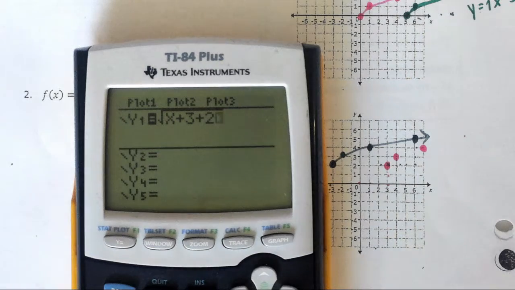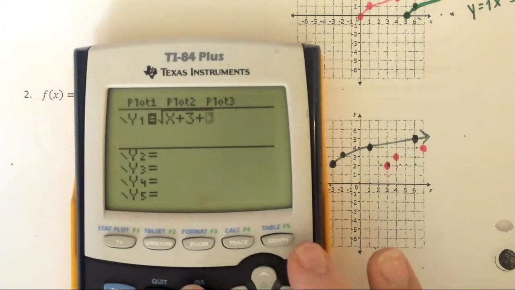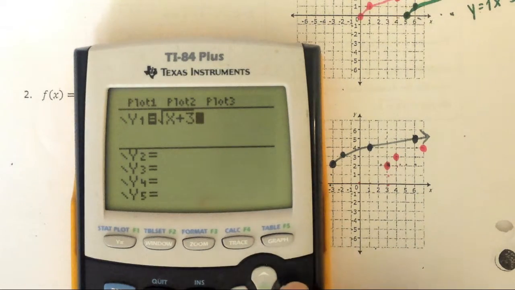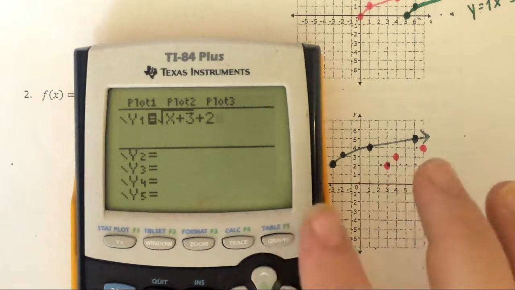Yes, thank you. And Gilberto had it first. We'll give him the point. Make sure your plus 2 is outside of the house, or else you're going to mess it up too.